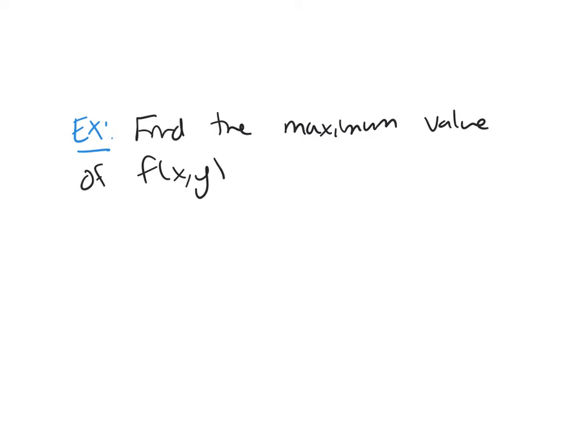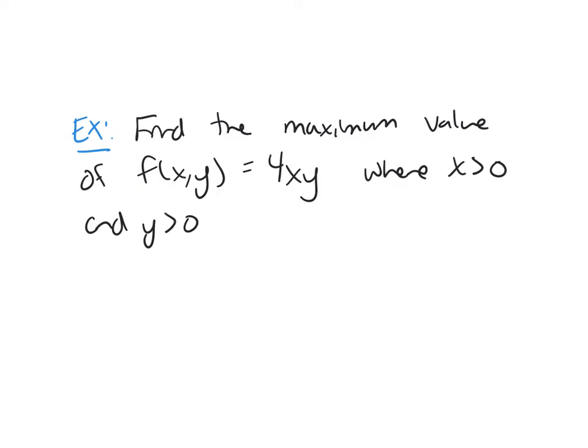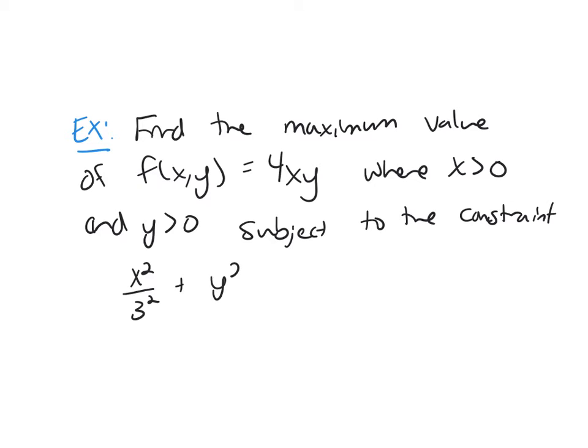So let's look at the following example. Let's find the maximum value of your function f of x y equals 4xy, where x is greater than 0 and y is greater than 0, subject to the constraint that x squared over 3 squared plus y squared over 4 squared equals 1.